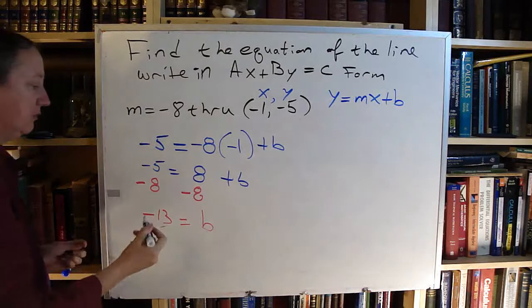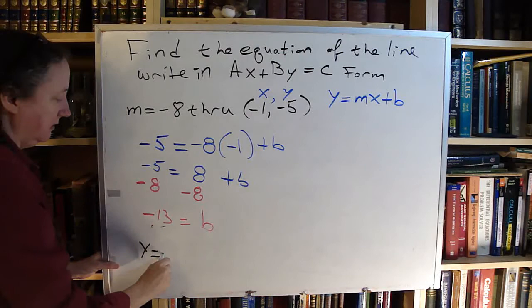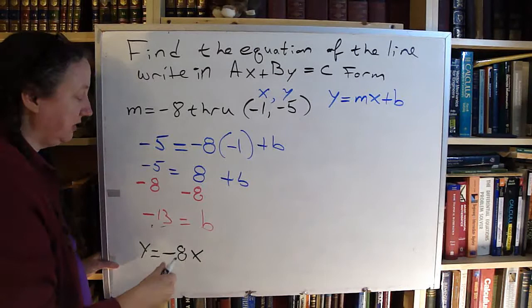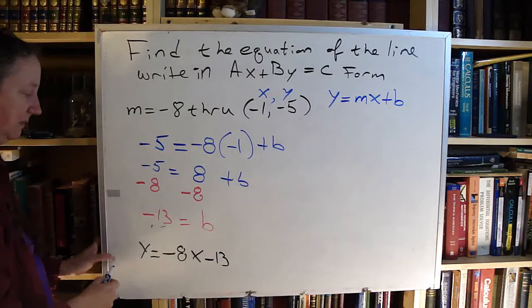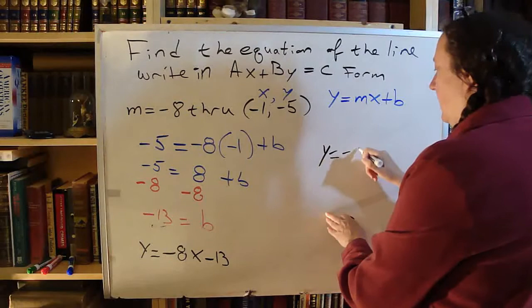I'm going to rewrite my equation, but I'm going to write it in that form first. So y equals m, negative 8, x, plus b. Well, b is a negative number, so instead of saying plus negative 13, I'm just going to say minus 13. This is not in the right format. I have to take it another step. So we have y equals negative 8x minus 13.